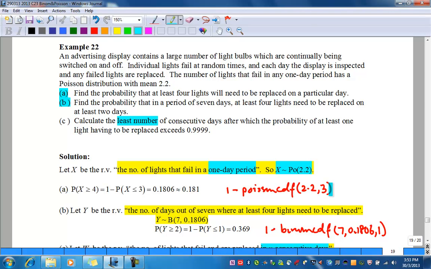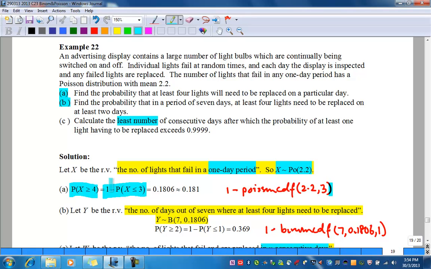Part A. Since the probability is asking for at least 4 lights, it means probability of X more than or equal to 4. And since the GC is not able to work out greater than, we need to convert it into less than, which is 1 minus probability of X less than or equal to 3. And using the GC, by keying in 1 minus Poisson CDF 2.2 and 3, you get the answer as 0.1806. And to 3 significant figures, it is 0.181.